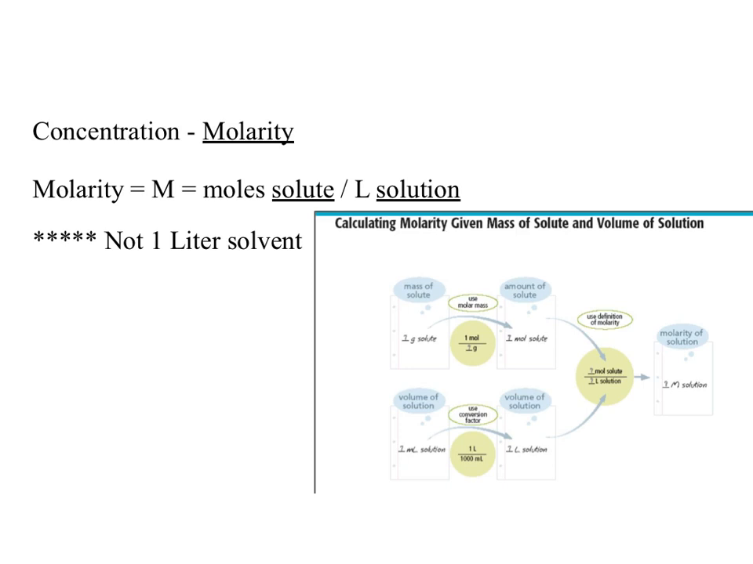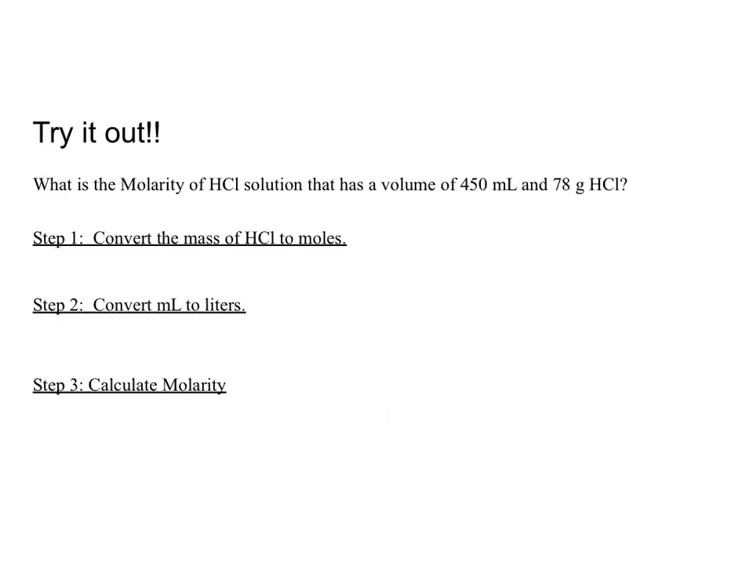Now notice one key thing that a lot of students screw up here: this is in liters. So if the problem gives us milliliters, we have to change that. Down here you'll see something that might be helpful to put in your notes. Remember, we should be able to go grams to moles by looking on the periodic table. And if we need to go from milliliters to liters, we take milliliters and divide by 1,000, and that'll give us liters.